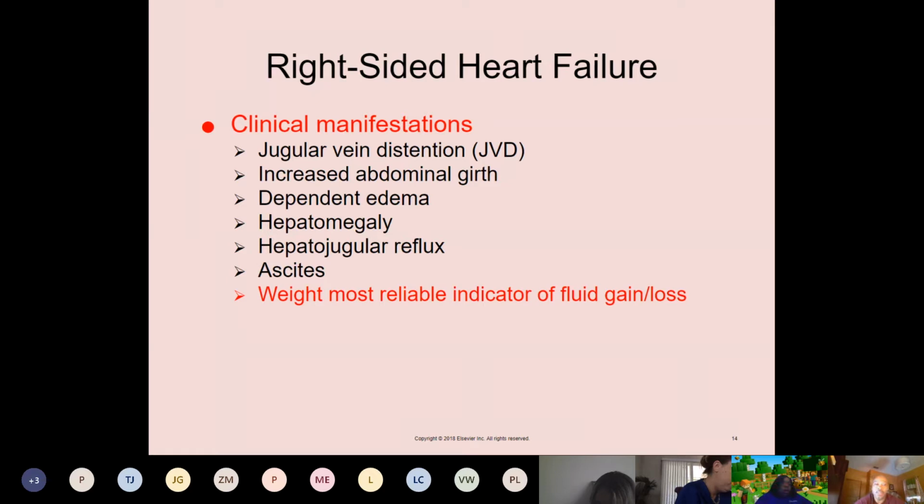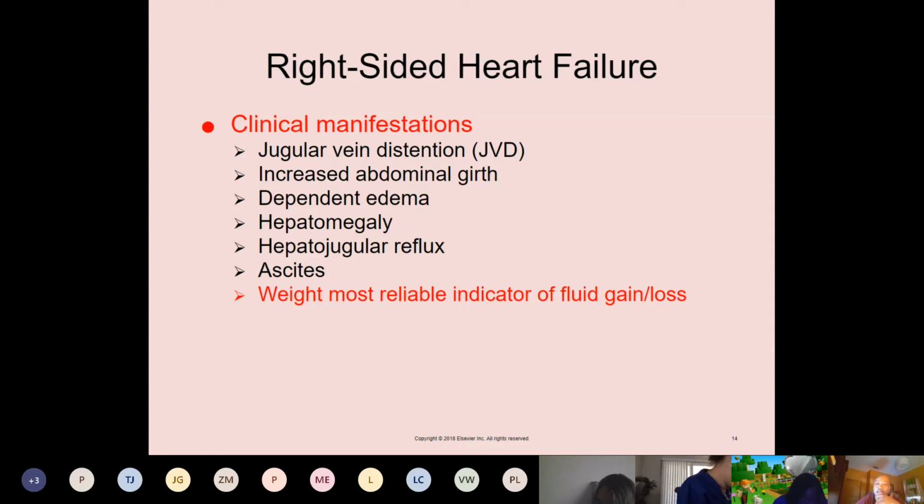And you have weight. Weight is the most reliable indicator of fluid gain or loss. Remember that. Do not forget that. If you're giving someone Lasix and you want to know if they're having good outcomes with that drug, you weigh them. When they came in, they were 220 pounds, volume overloaded. You've given a couple of days of Lasix, now they're down maybe 5-7 pounds or whatnot. So that's a good indicator. If a patient comes in, they say, hey, I'm normally 210, but now I'm 220.